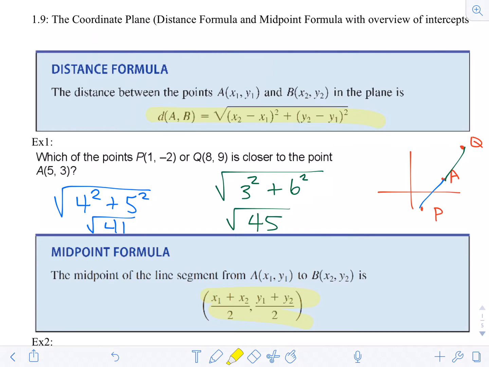So real quick, just to show you guys what to do, P and A, I would just plug in my y sub 2 there, and my y sub 1 there, and then my x sub 2 here, and my x sub 1 there. And really what you're doing is just finding the difference in the x's, which in this case is 4, and then the difference in the y's, which in this case is 5, and then squaring each of them. It doesn't really matter which comes first because you are squaring them, and the negative sign goes away. So you get root 41 for the first one, and then root 45 for the second one. So the Q and A are the two that are a little bit farther away than the P and A.